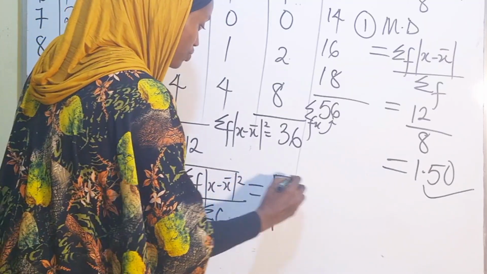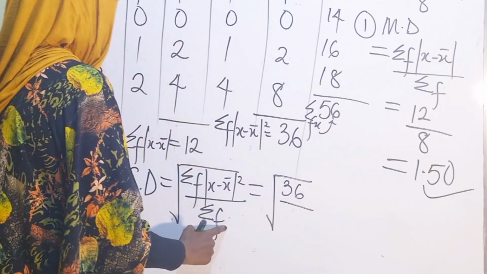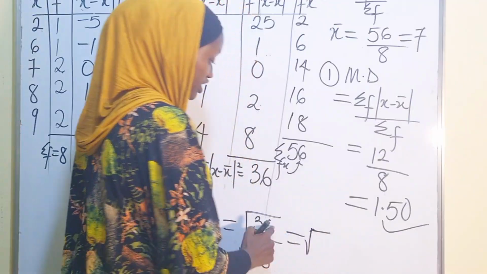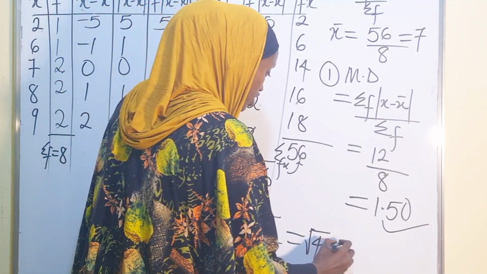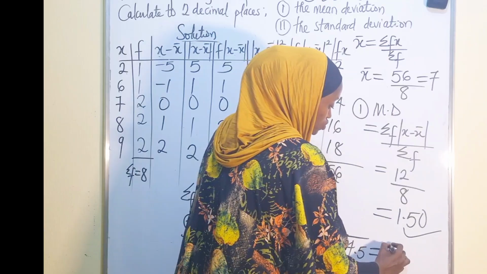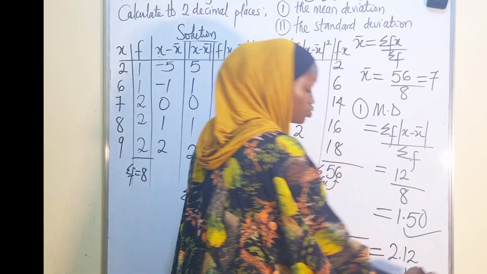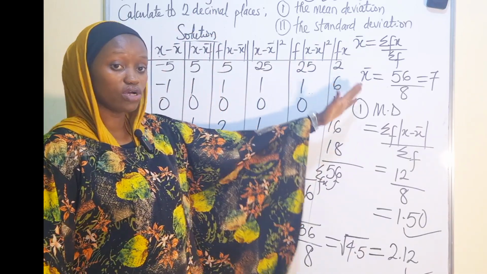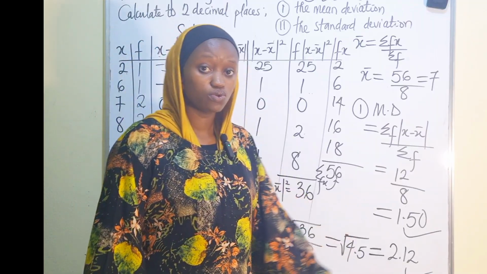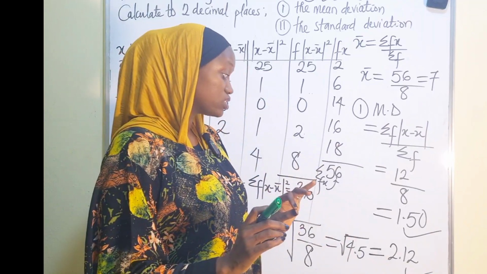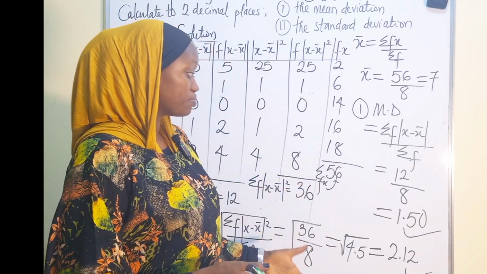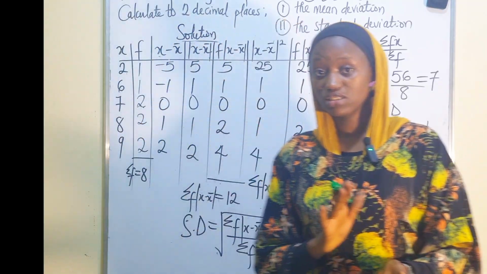So here this is going to be square root of 36 divided by summation of f, which is 8. So 36 divided by 8 will give us 4.5. And if you punch the calculator, if you take the square root of 4.5, we're going to have 2.12 to 2 decimal places. So we've gotten the mean deviation as 1.50 and the standard deviation as 2.12. Our answers are in 2 decimal places.